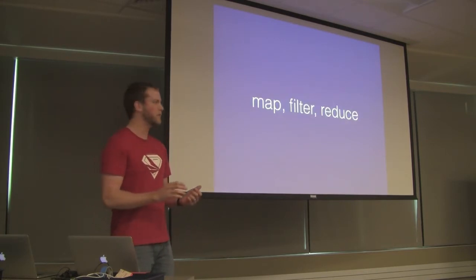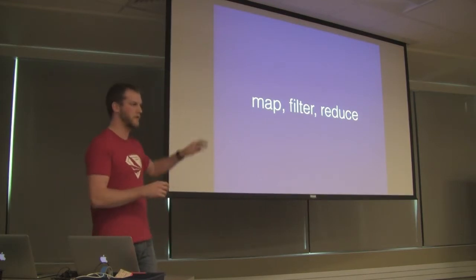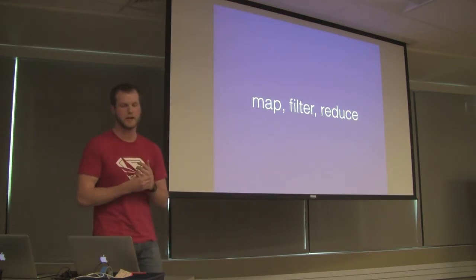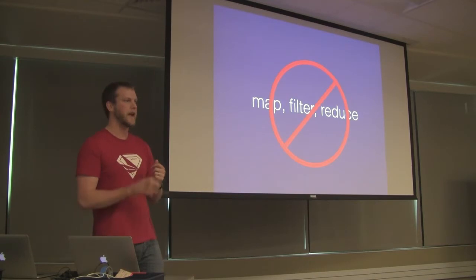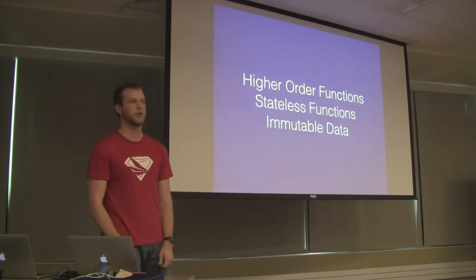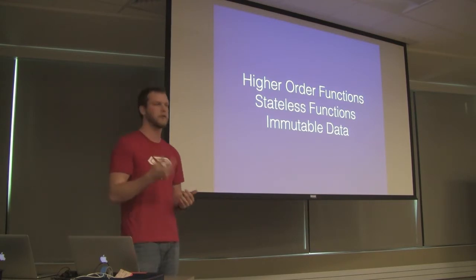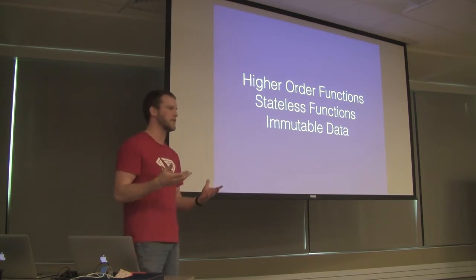A lot of people will answer this. It has something to do with map, filter, and reduce. These are functions that you'll find on the array object. And that's actually not correct. That's not what functional programming is about. Functional programming is about three things, more than that, but at a high level, it's about higher order functions. So functions as a first class citizen, stateless functions, and immutable data.